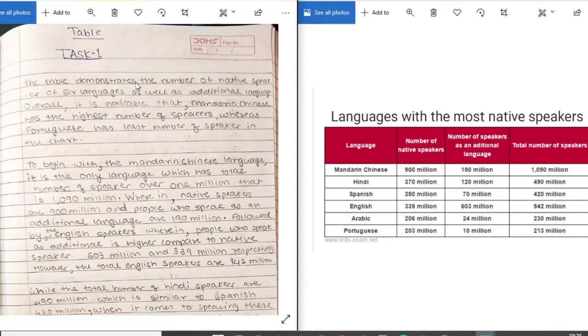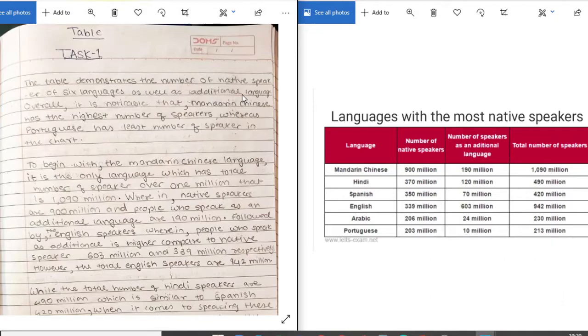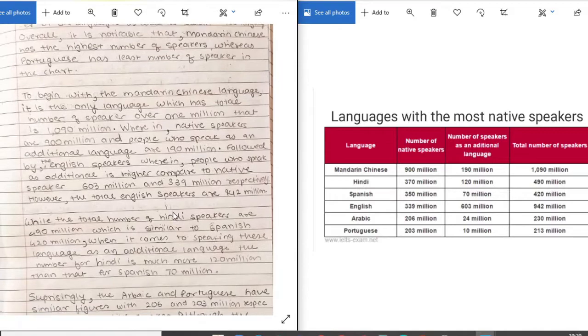The table demonstrates the number of native speakers of 6 languages as well as additional language speakers. You have to write additional language number of speakers who speak it as an additional language. You have to specify that number of speakers who speak it as an additional language. Overall, it is noticeable that Mandarin Chinese has the highest number of speakers, whereas Portuguese has the least number of speakers in the chart. Okay, good.